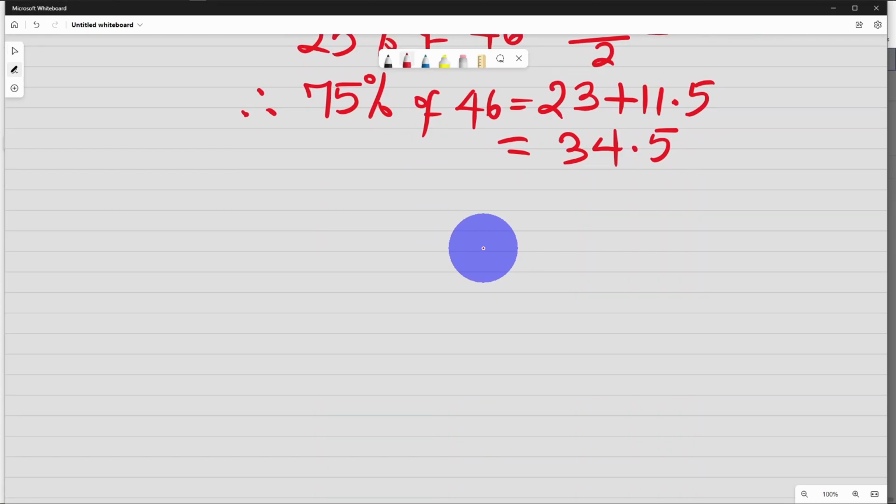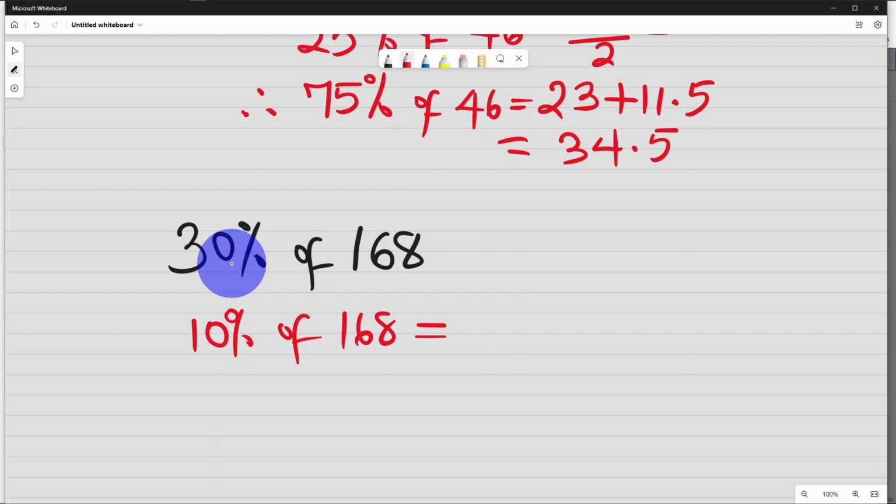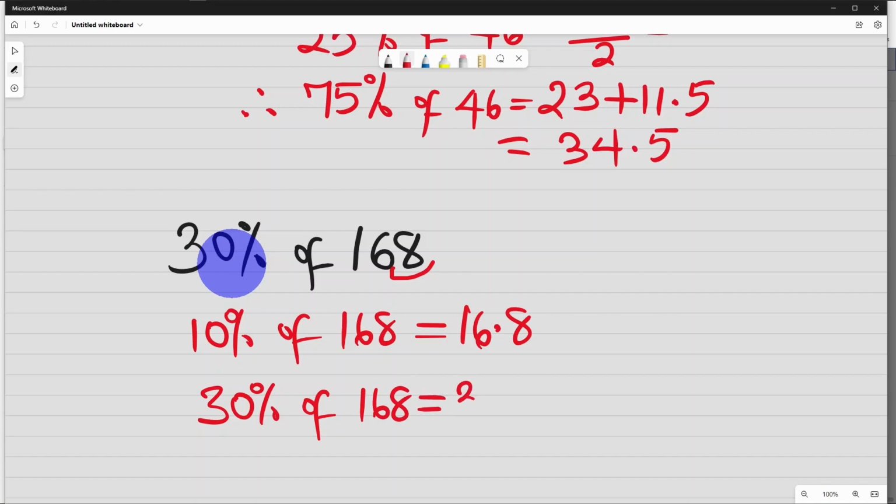I'll do one more example. Assuming we are looking for 30% of 168. First, let's look for 10% of 168. You move the decimal point this way, which will give us 16.8. Once you get that 10%, then you triple the answer. 30% of 168 will now be 3 times 16.8.